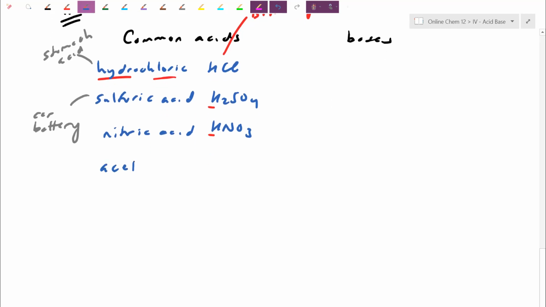We can call it acetic acid or ethanoic acid. This one here, pretty much I've just asked you to memorize. This one here is CH3COOH. Okay? It is actually an organic acid. It's actually a very special type of acid. The CH3 is actually a carbon bonded to 3 H's.